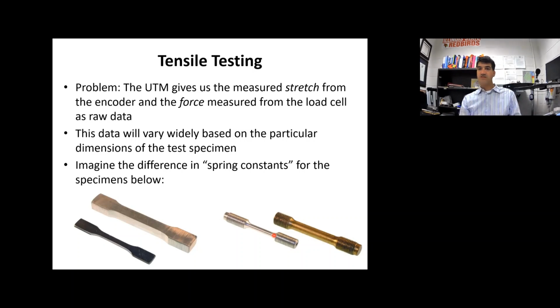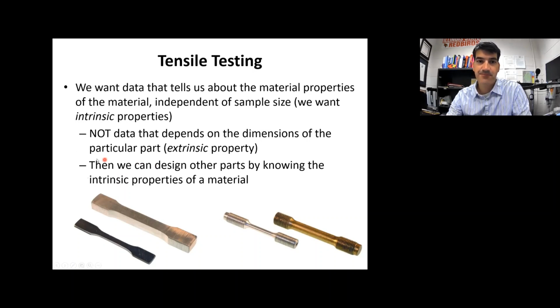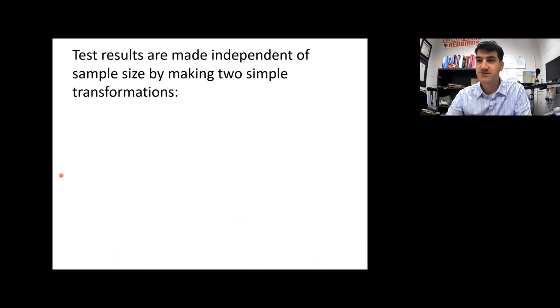All right, so we want to make this into intrinsic data. And there's a way to do that. This is what I've just said. We want intrinsic properties, not extrinsic properties. And so what we have to do is make two transformations. We're going to make a transformation to the stretch, and we're going to make a transformation to the force that we're measuring on the UTM.